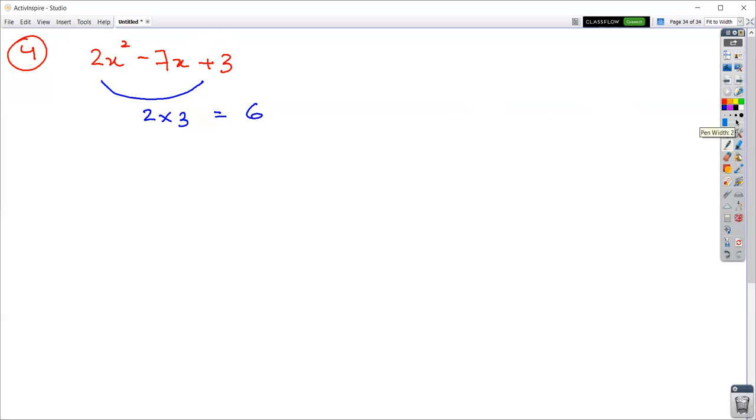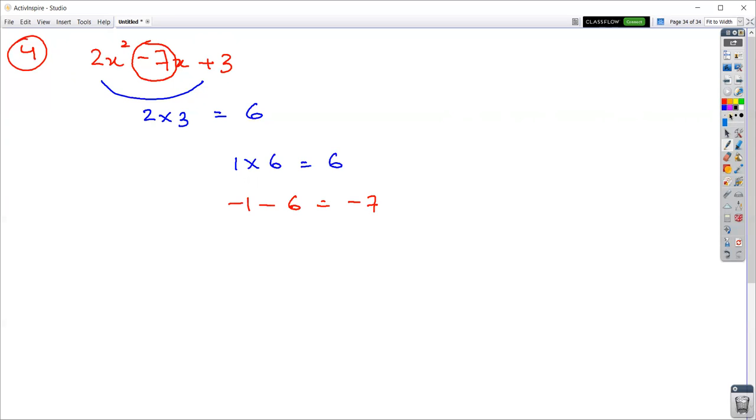So I'm going to look for the multiples of 6, which is 1 times 6 is 6. I'm going to stop here because I know that using the numbers 1 and 6 could give me minus 7, which would be the middle term. But what signs am I going to use for this one? I'm going to use minus 1 and minus 6, because I'm trying to make minus 7. So minus 1 and minus 6 would give minus 7. So I can split this minus 7 in the form of minus 1 and minus 6.